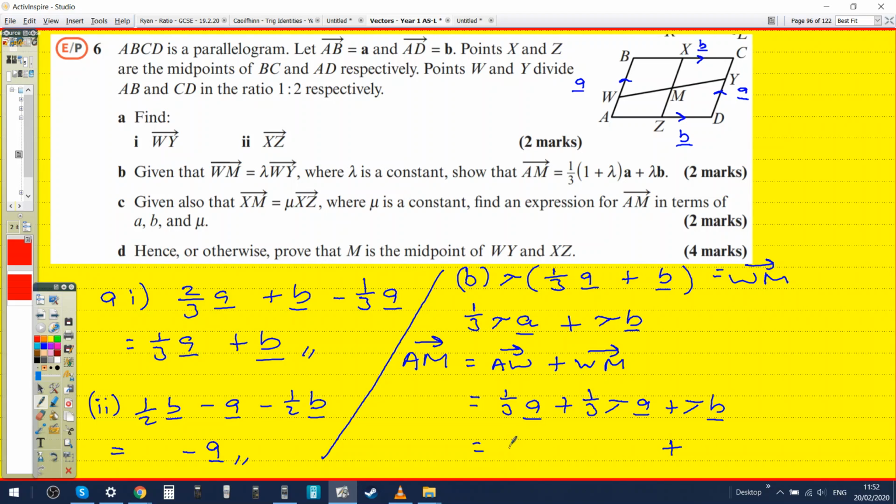And then that'll be a third, a third A. You can factorize out A as well, so I'll factorize out the A to be at the end. A third, and then 1 plus lambda B, and that's what they were looking for. So it's basically something like this is what the A is, and this is what the B is.